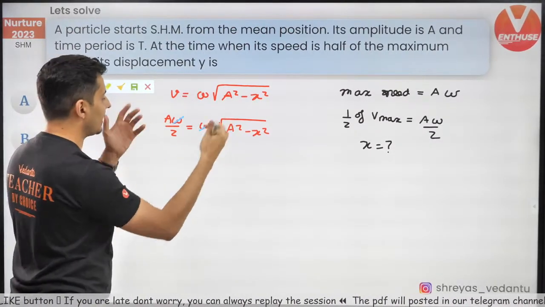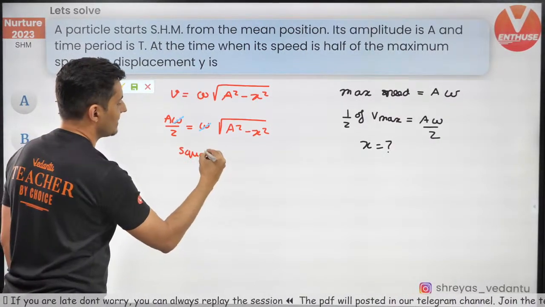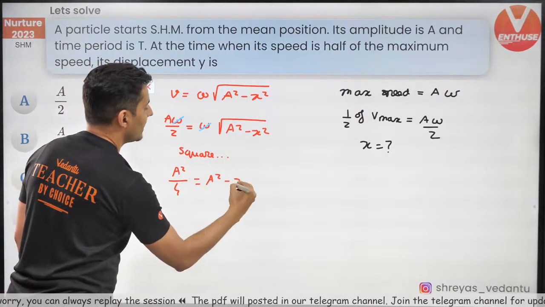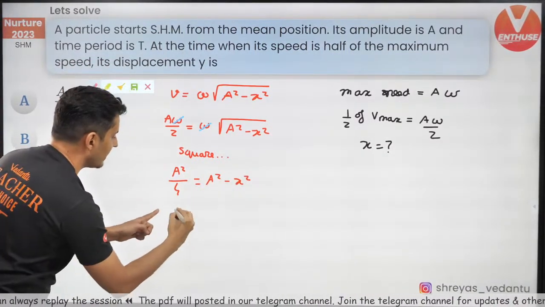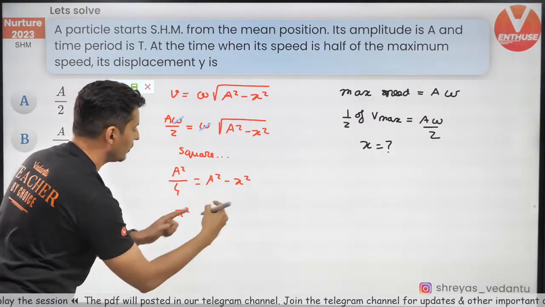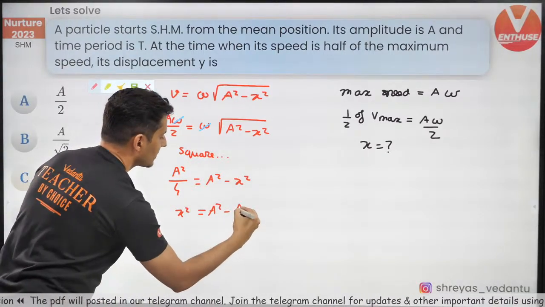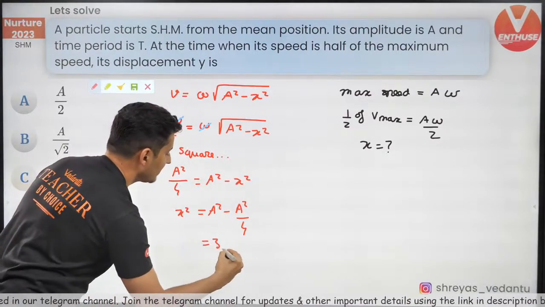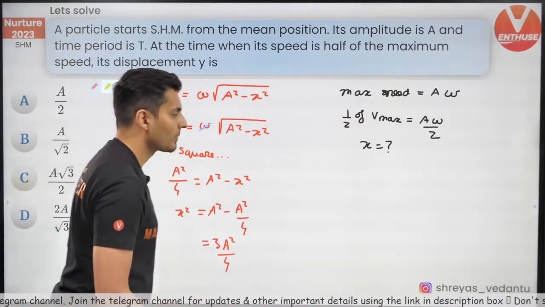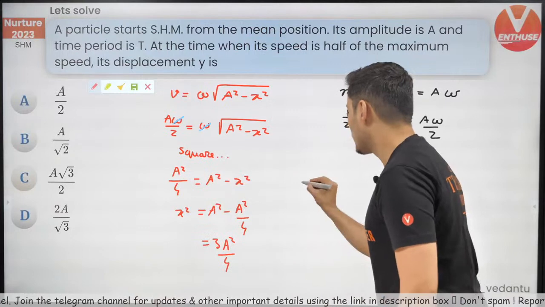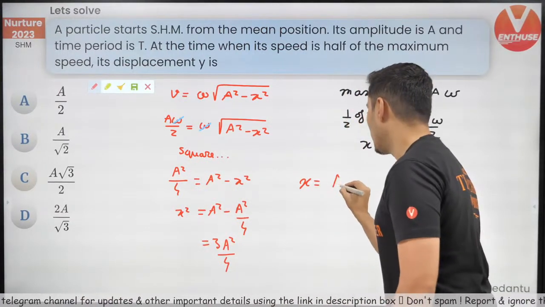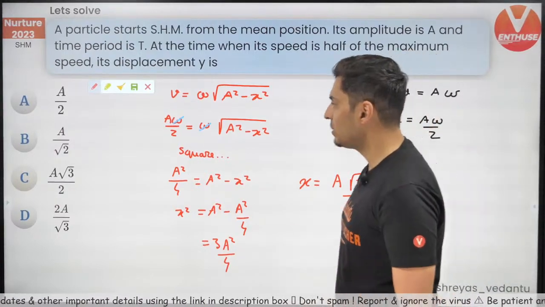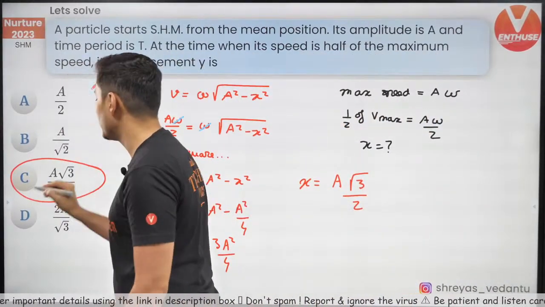So how about squaring? Square both sides and see what you get. A square by 4 is equal to A square minus x square. Take x square here. Take this A square by 4 there. Now A square minus A square by 4, that's 3A square by 4. Now that's x square. So how much will x be equal to? It will be A root of 3, root of 4 is 2. So A root 3 by 2, do I have it somewhere? Yes, I have it over here.